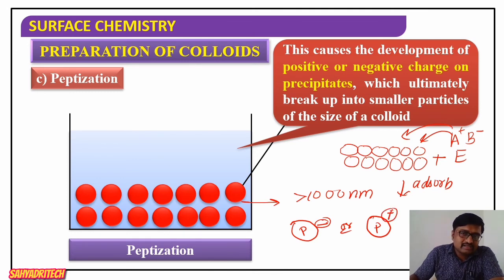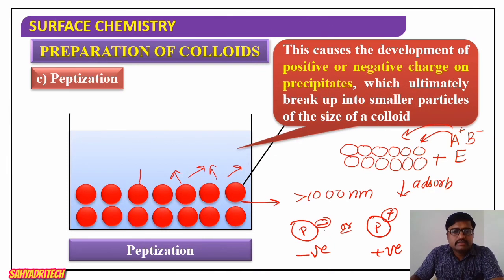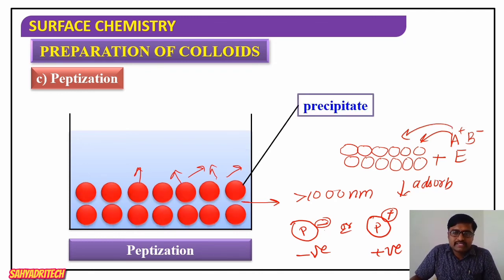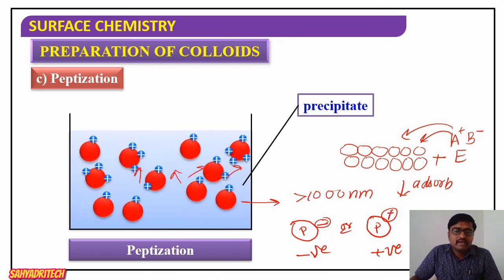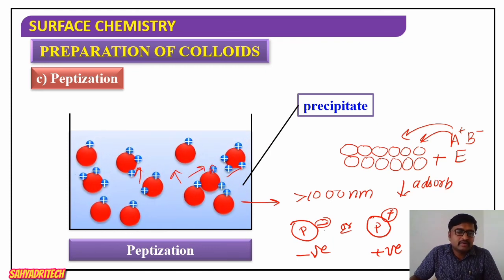Once ions are adsorbed, either anion or cation, all precipitate particles carry the same charge, either positive or negative. Due to like charges, they start repelling one another and move away from one another. What happens to the size? The size goes on decreasing. When the size decreases, the resultant will be a colloid, which means the precipitate is converted into a colloid.